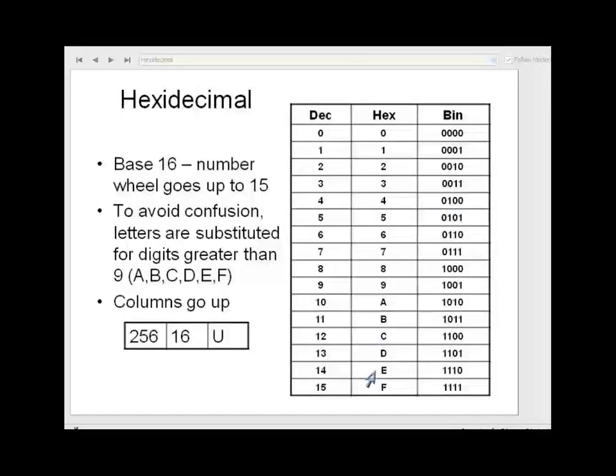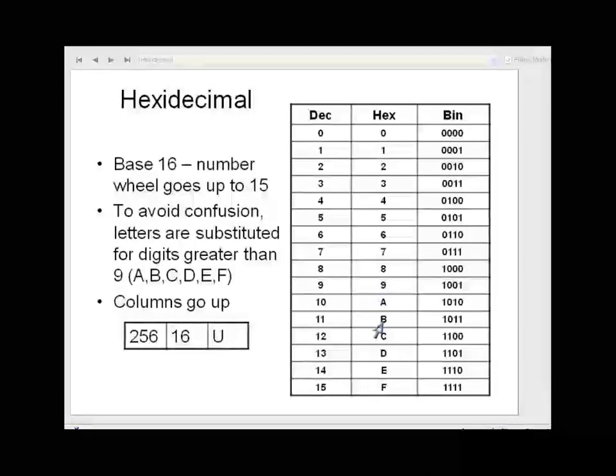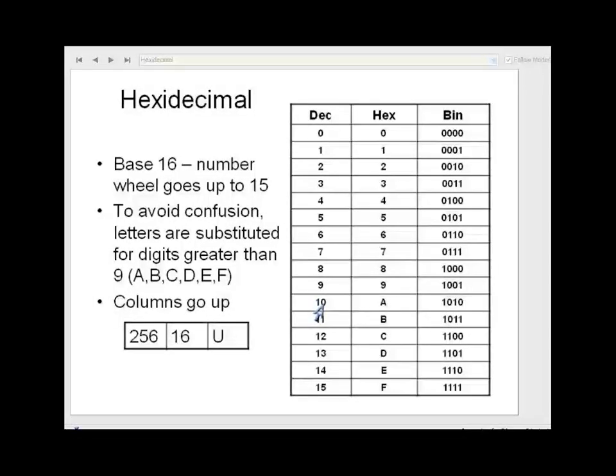Now we have to use letters because we're only allowed to use one digit in each position because we have a positional numbering system. So if we're going to have 16 characters around our number wheel, when we get above 9, we're going to have to use new characters. So we use the characters A, B, C, D, E, and F.